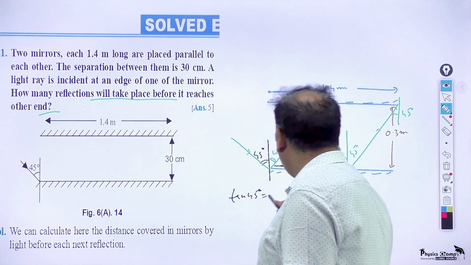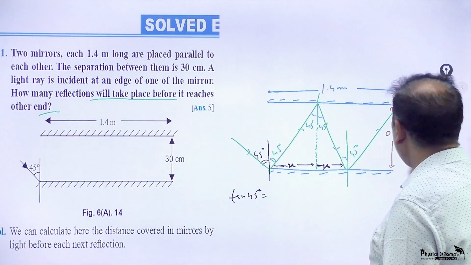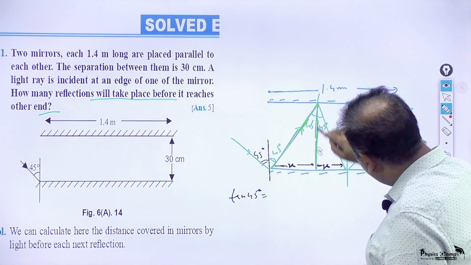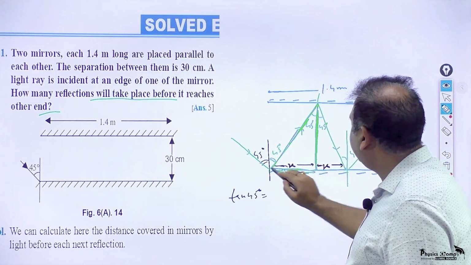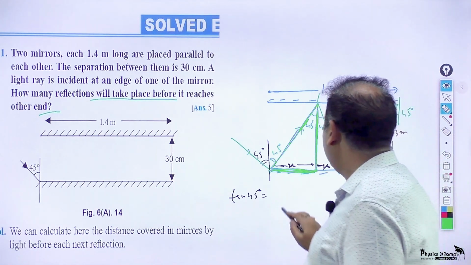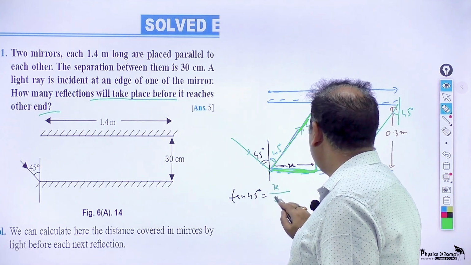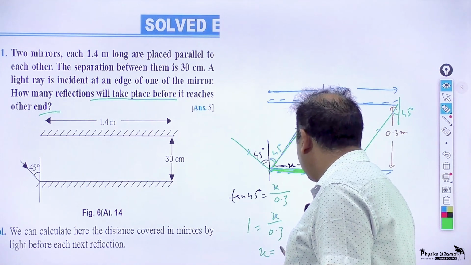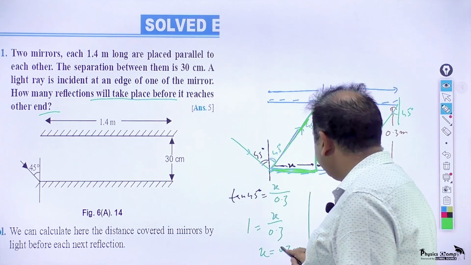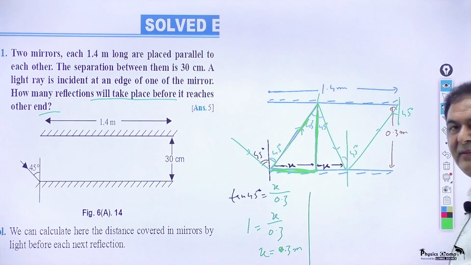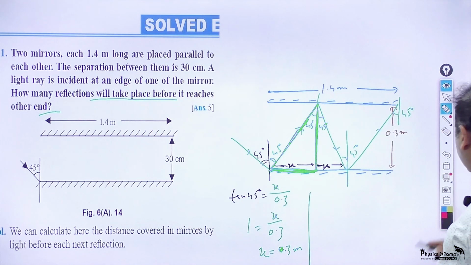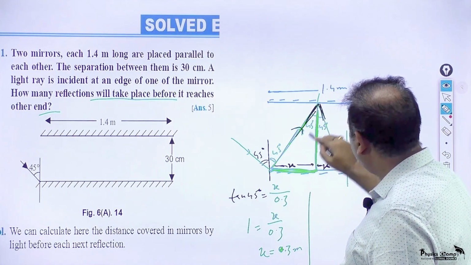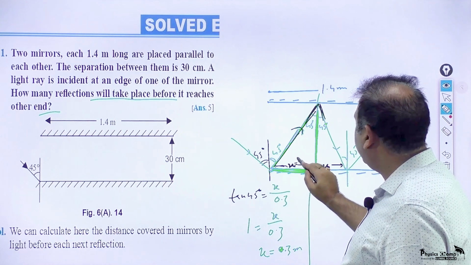So I can say tangent 45 degree, in this triangle, tangent 45 is equal to x by 0.3. Tangent 45 is 1, so x by 0.3 gives x equal to 0.3 meter. So the result is that before every next reflection, it takes a horizontal distance of 0.3 meter.